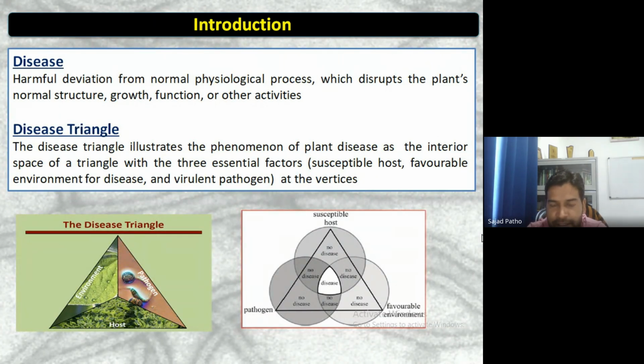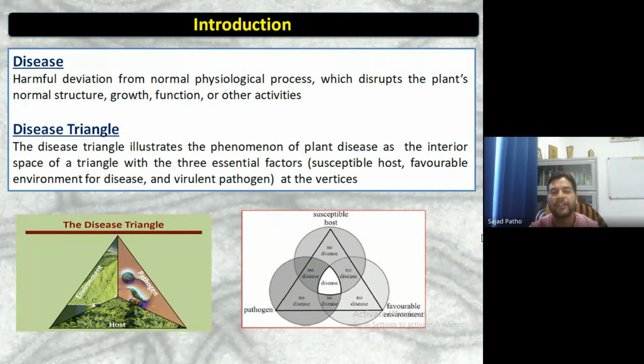There are three things most important as far as disease occurrence is concerned. One is a susceptible host. The host should be susceptible; it should not be resistant, so that disease can occur. The second is a virulent pathogen. Virulent means the ability of the pathogen to cause the disease. Otherwise, if the pathogen is there but does not have the ability to cause disease, then it will not cause disease. So the pathogen should be virulent.